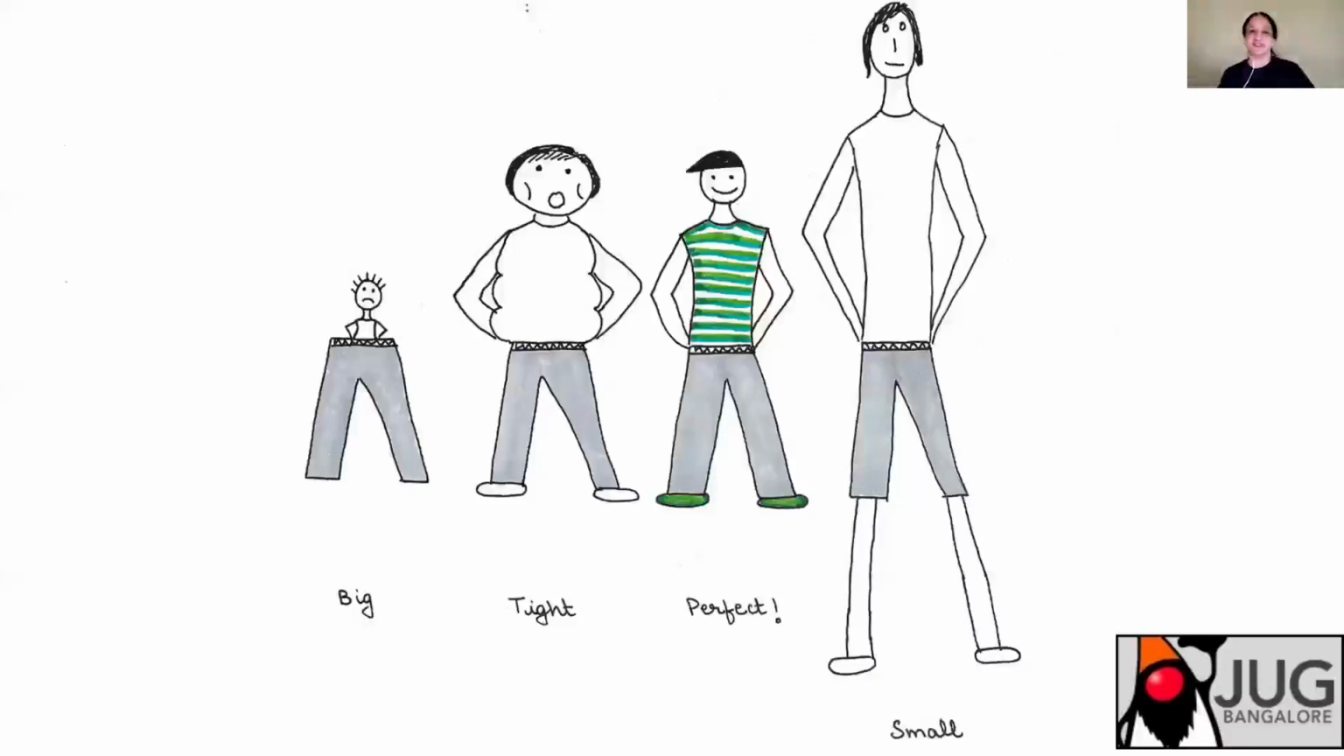So this is my favorite example. Imagine you go to a shopping mall and you have to buy trousers for yourself. And what you see is that all the trousers are of the same size. So you've gone to the mall to buy the trousers, you have to buy one. But what happens? Depending on your size, it could be big, it could be tight, or it could be small. And if you're lucky enough, that could fit perfectly. What do you do if it doesn't fit?